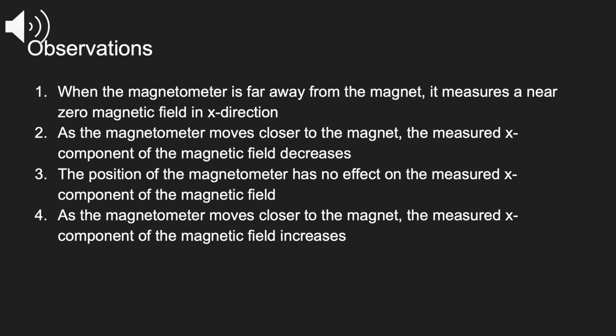Observations of the experiment: when the magnetometer is far away from the magnet, it measures a near zero magnetic field in the x direction. As the magnetometer moves closer to the magnet, the measured x component of the magnetic field decreases. The position of the magnetometer has no effect on the measured x component of the magnetic field. And lastly, as the magnetometer moves closer to the magnet, the measured x component of the magnetic field increases.